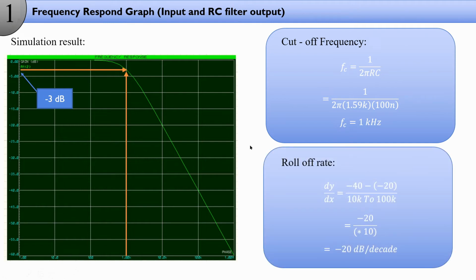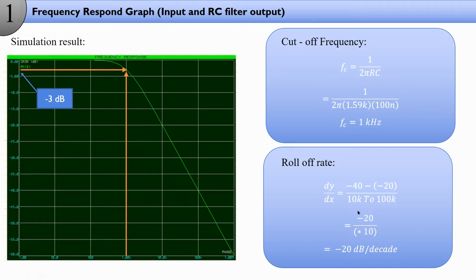Moving on is the roll-off rate of these simulation results. As you can see here, I have differentiated dy over dx of this slope, with the y-axis from -20 dB to -40 dB. Sorry, for the x-axis, I have varied from 1 kHz to 10 kHz.